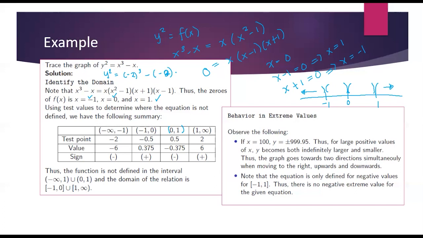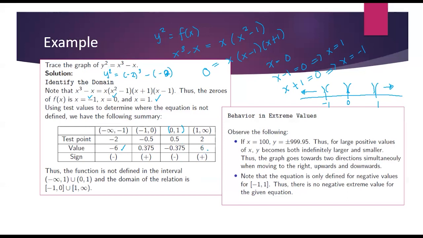Okay, so what do we get? I have here negative 8 plus we have 2, so you have negative 6. Okay, how about the next one? If you plug in negative 0.5 in our equation here, you will get positive 0.375. And then if you plug in positive 0.5, you will get negative 0.375. And then when you plug in 2 in our equation here, you will get positive 6.